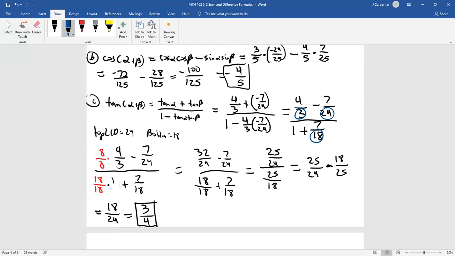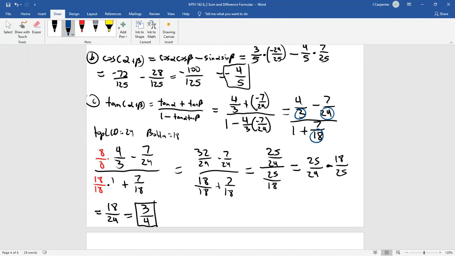And that would have been fine. 18's 2 times 3 times 3. 24 is 2 times 2 times 2 times 3. So you would need 2 2s and 2 3s. I'm sorry, I think I said the wrong thing. 3 2s and 2 3s, which would be 72.